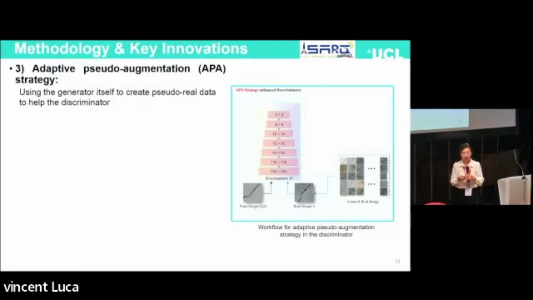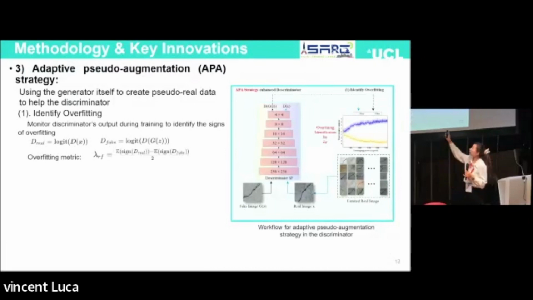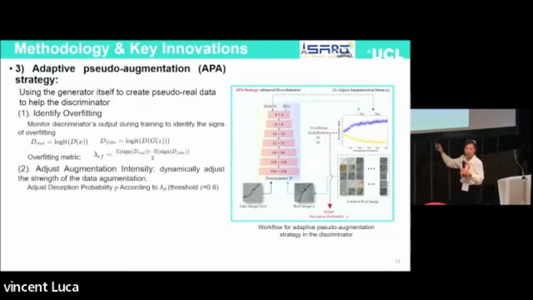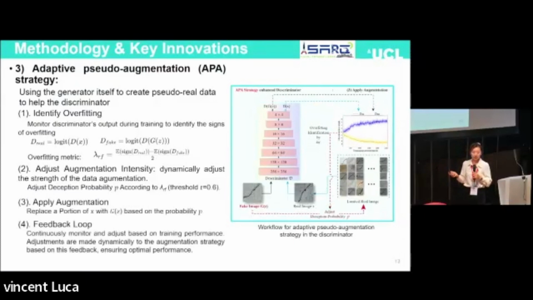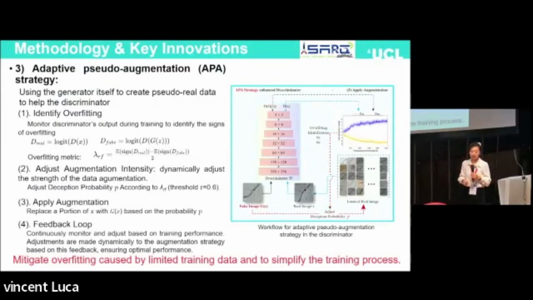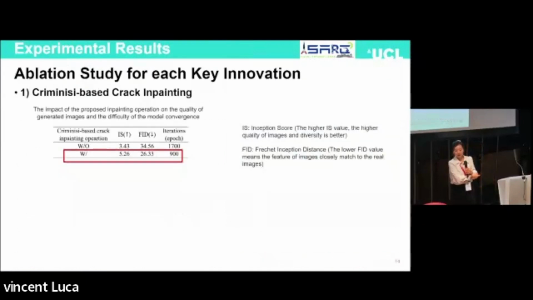The third innovation is the adaptive pseudo-augmentation strategy. First, we identify the overfitting, followed by adjusting the augmentation intensity. The third step is to apply the augmentation, so we get a whole feedback loop that generates the augmented structure and feeds back to optimize the performance. So we mitigate the overfitting.